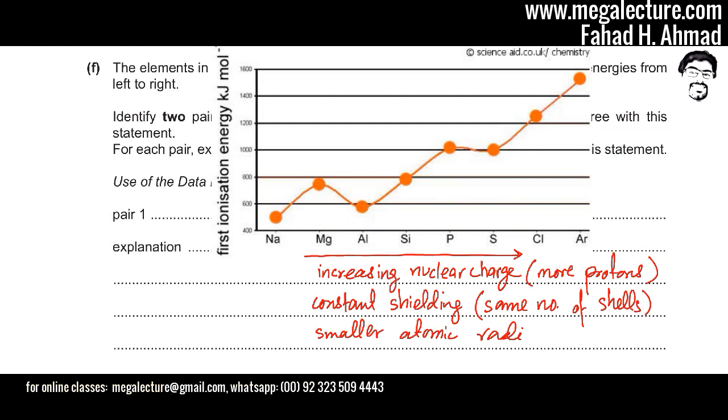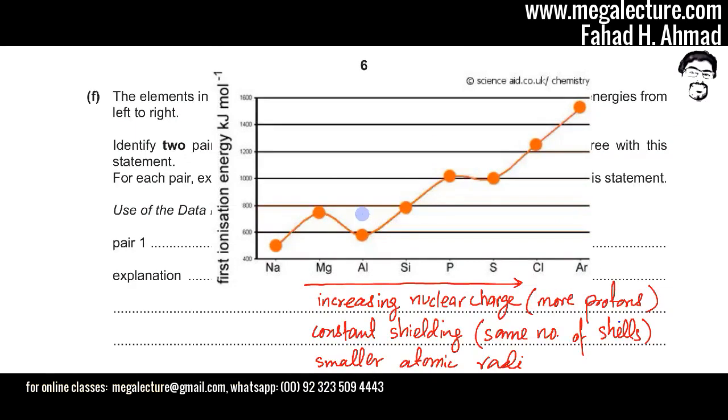The other factor is that the shielding is constant, which means all of the elements have exactly the same number of shells. So the shielding effect is going to be constant. And the atomic radius keeps on decreasing as well. The electron becomes closer to the nucleus because of the stronger attraction. So the closer it is, the more attraction there's going to be. So it becomes more difficult to remove electrons, hence the ionization energies keep on increasing.